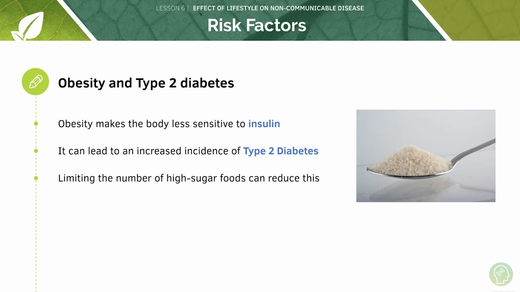And a way of reducing the incidence of type 2 diabetes is, for example, to reduce the incidence of obesity, and we can do that by changing our diets, so limiting the number of high sugar foods that we eat, for example.